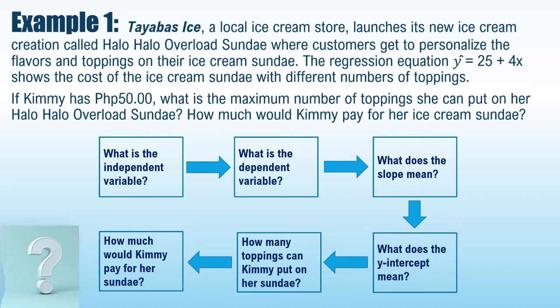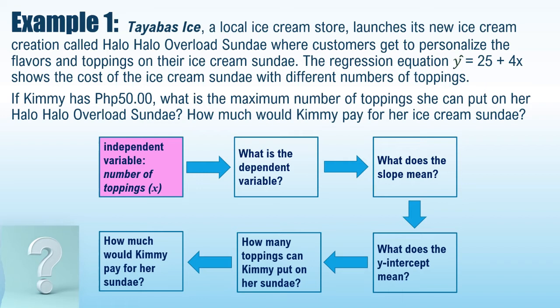Now let us proceed with the first question. What is the independent variable? Before answering this, let us identify the two variables in this situation. We have the cost of ice cream sundae, and the other one is the number of toppings. Now, does the number of toppings depend on the cost of sundae, or the cost of sundae depends on the number of toppings? Yes, you are correct. The cost of sundae depends on the number of toppings that we put on it. Therefore, the independent variable is the number of toppings.